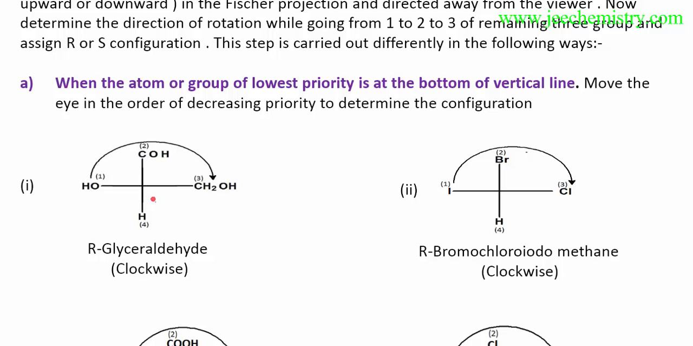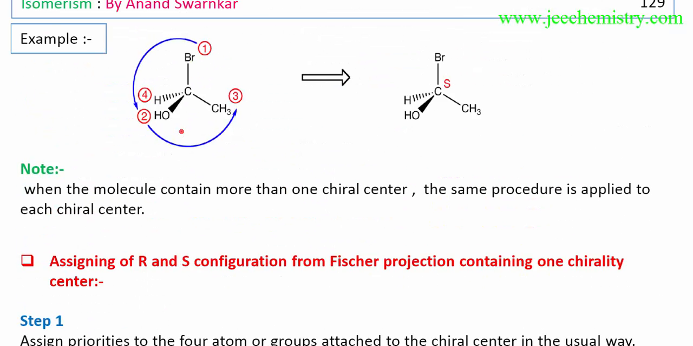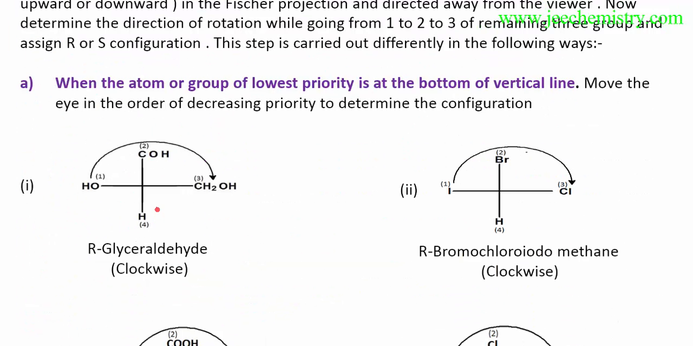In the Fischer projection formula, just as in the wedge-dash projection formula, we use numbering and define the RS nomenclature. Now if the Fischer projection formula is given, this is our dash line and this is our wedge line. If the lowest priority group comes in the fourth position, in the dash position, in the direction away from the viewer, then that is okay. If it is not in the dash position, the fourth group not in the lower direction, then we have to make some arrangement so that the H, the lowest priority group, must come in the fourth position and in the dash position.